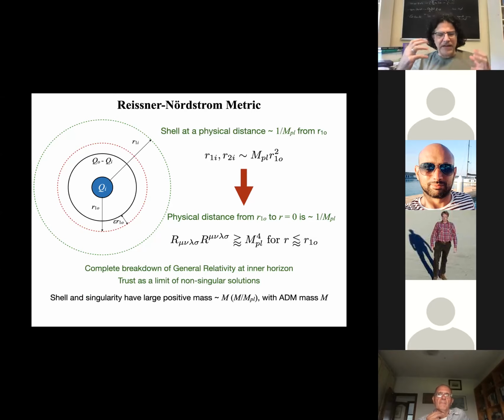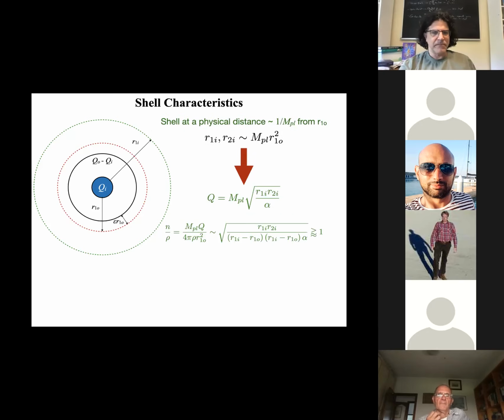The shell is very massive locally, but the important things are that the shell itself has positive energy density. It's made of a positive mass material, and that while the mass locally is very large, the asymptotic or so-called ADM mass of the black hole is the same. This is just by virtue of we're in GR and the metric is what it is for the exterior.